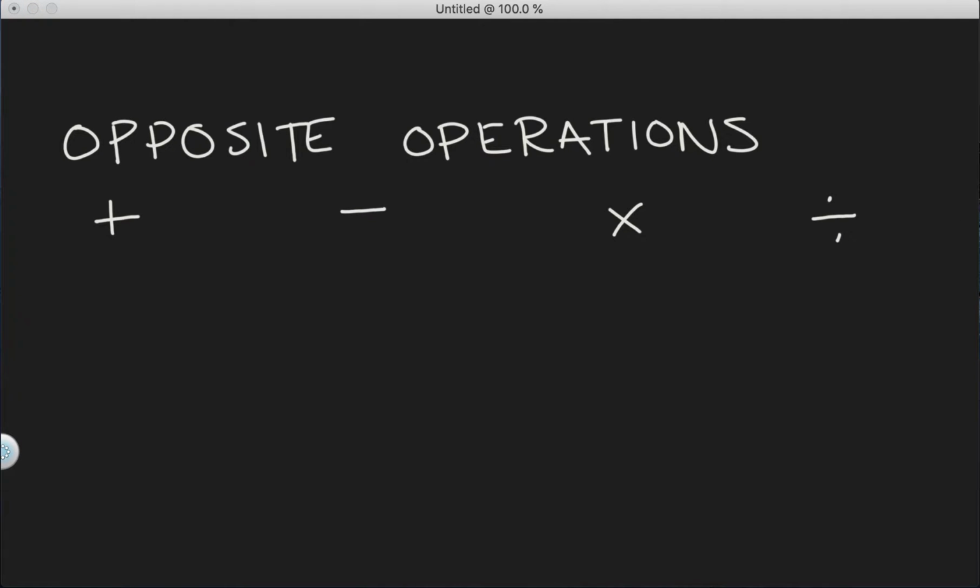Our typical operations would be plus, minus, multiply, and divide. So the opposite of plus would be minus. The opposite of minus is plus. The opposite of multiply is divide, and the opposite of divide would be multiply. We can look at those a little more closely with some examples.